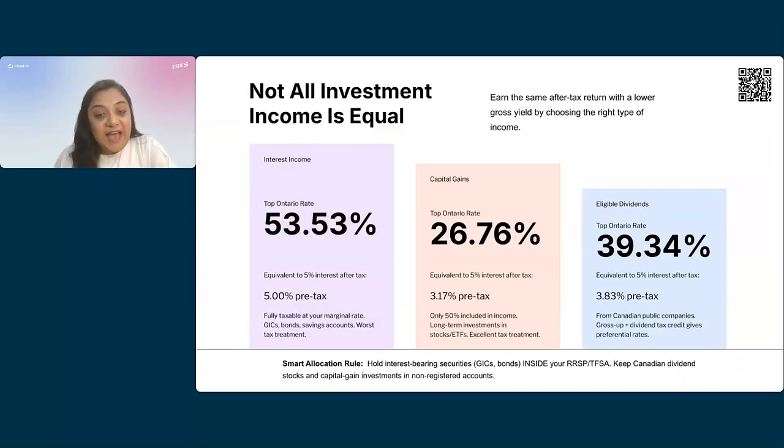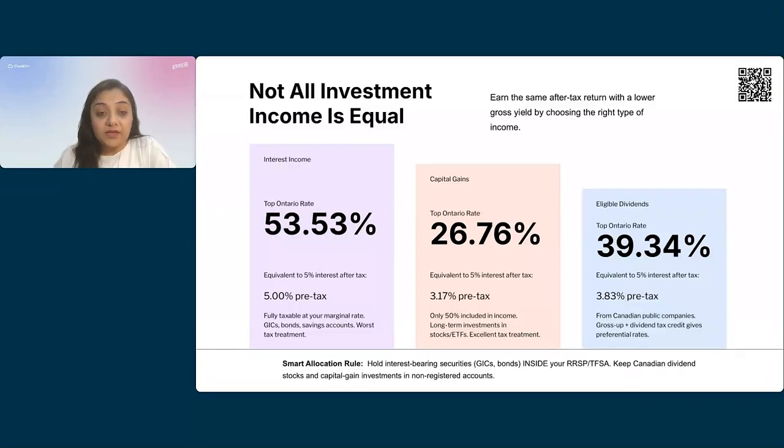So here's the interesting part, pre-tax returns. Because each type is taxed differently, you actually need less return from capital gains or dividends to end up with the same money in your pocket as interest. So essentially, you can earn less, still keep more. For example, to achieve the same after-tax return as 5% interest income, you only need about 3.17% in capital gains or 3.83% in dividends. So this means you can earn less before tax, but still end up with the same amount after tax.